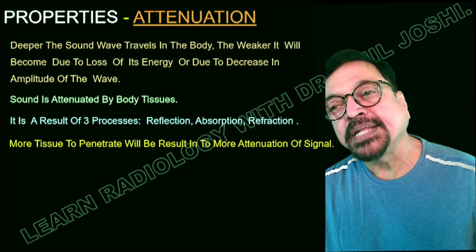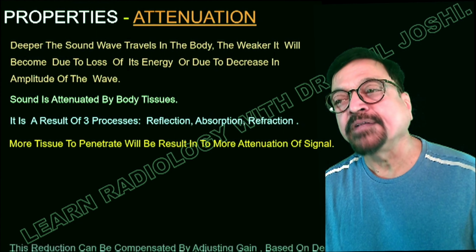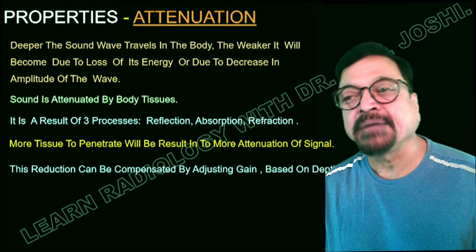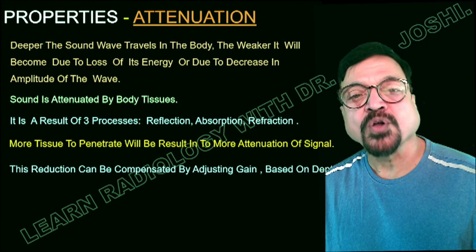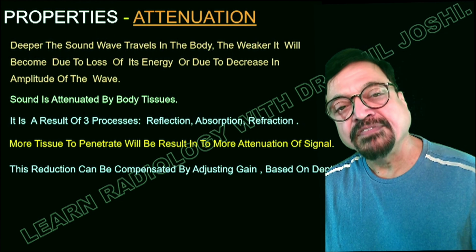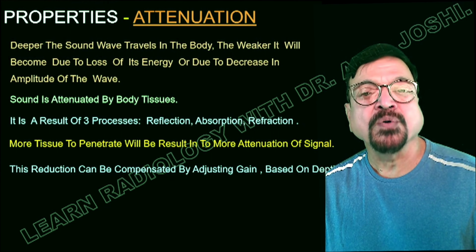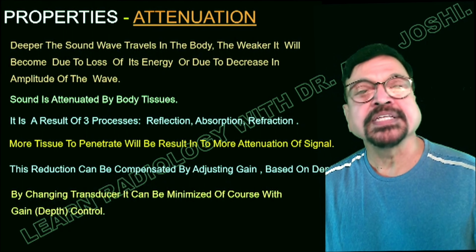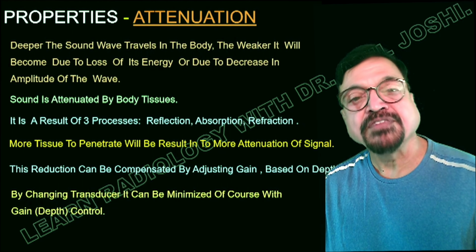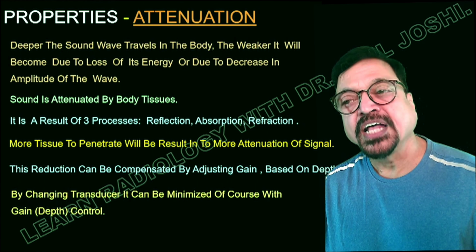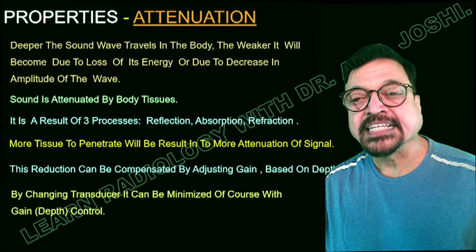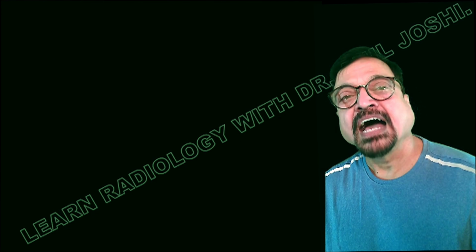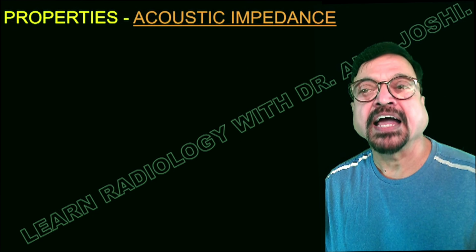More tissues to penetrate will result in more attenuation of the signals, and this reduction can be compensated by adjusting gain. Now, the ultrasound operator, if he finds that not enough echoes are coming back, increases the gain. There is another way also. You select a proper probe for that depth. Different probes have different frequencies and there are different gains. This setting can give you proper imaging after knowing this property of an ultrasound wave.